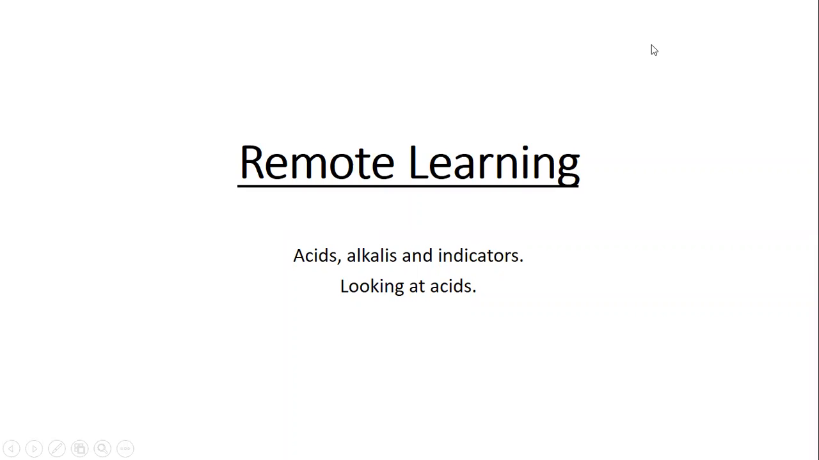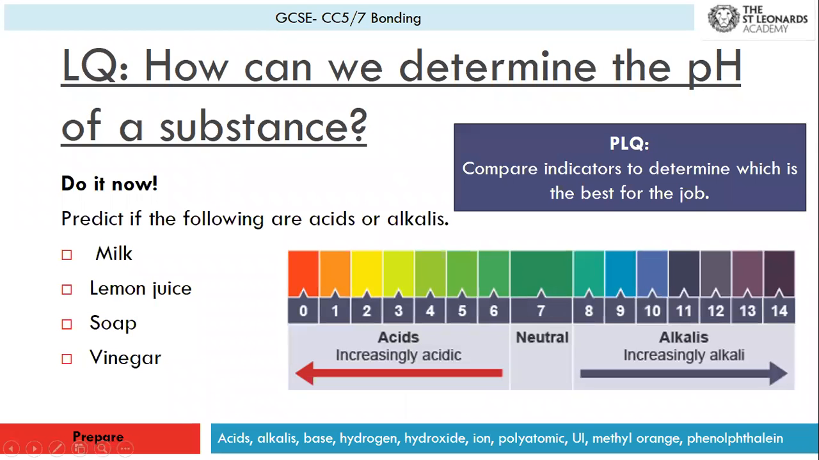Okay, year 10. So this is our first remote lesson, and we're going to be having a look at a new topic for most of us. If some of you have done this, then please use it as a recap. We're going to be looking at acids, alkalis, and indicators, and the pH level and what it means.